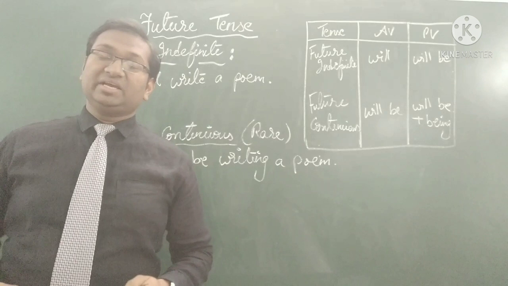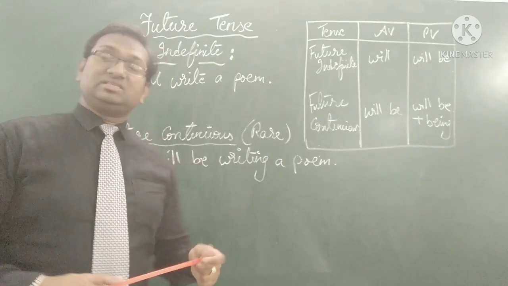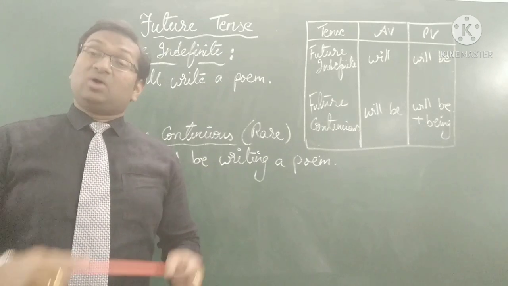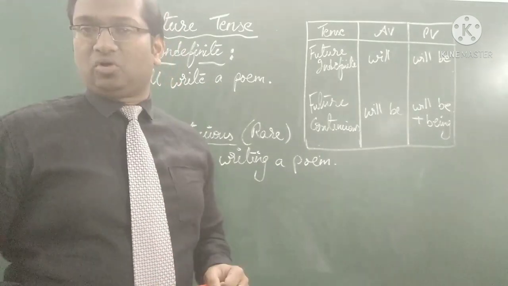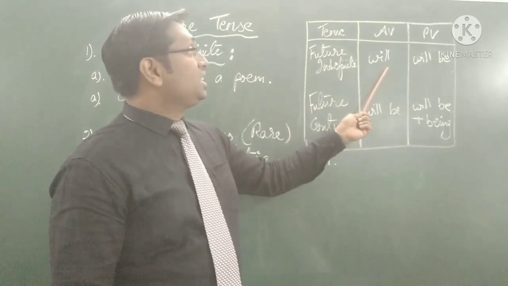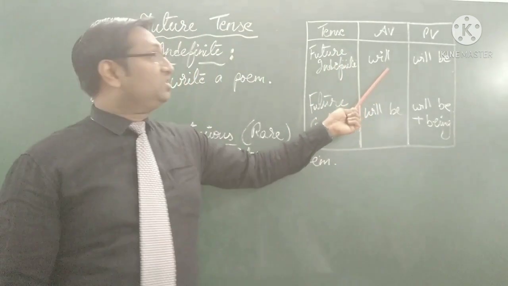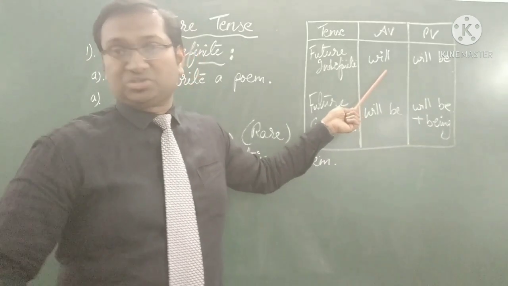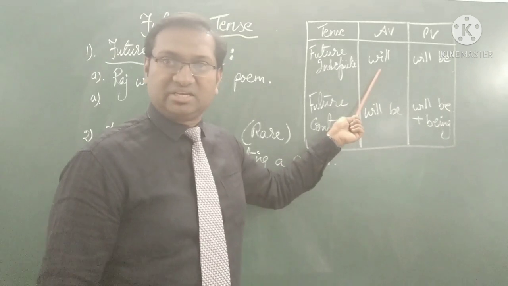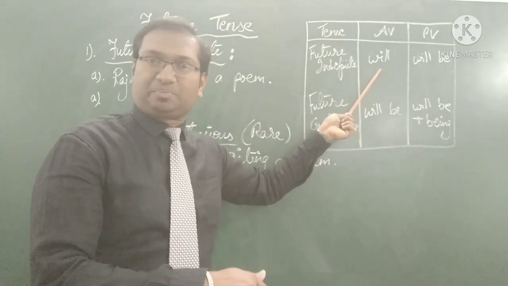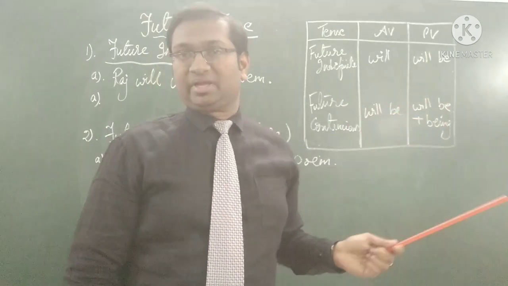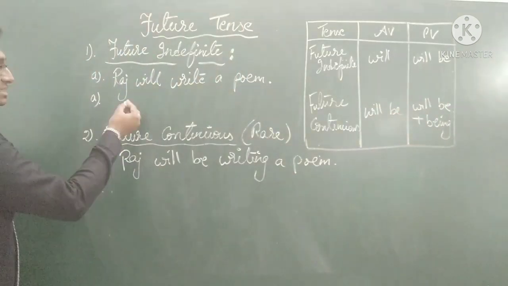Now the first category in future is future indefinite. Let's see the chart first and then we'll move on to how to convert. Future indefinite. Now in active, the auxiliary verb is will because it is future, that is why we are using will. So will in active, while converting from active to passive, it will change into will be. Now let's do the sentence.